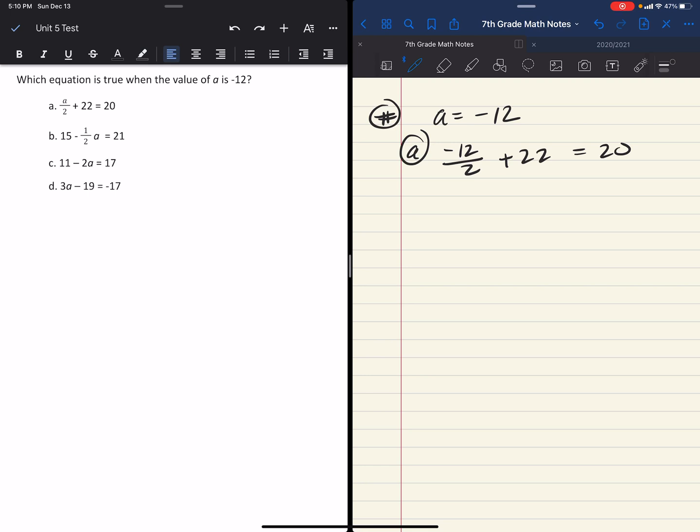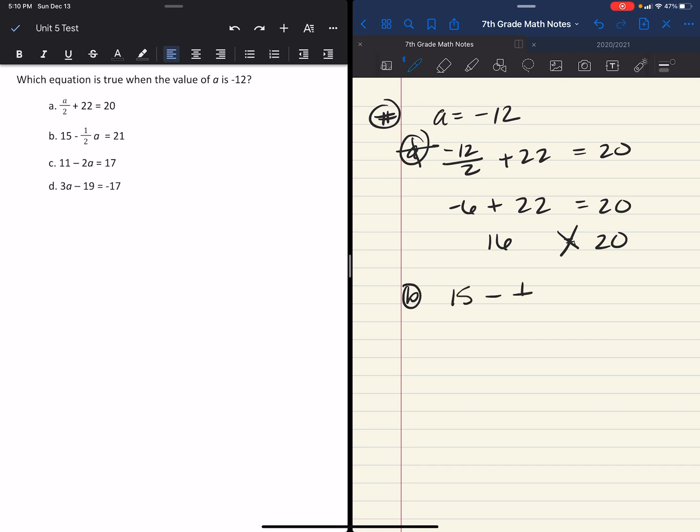So now I'm using order of operations. Negative 12 divided by 2 is negative 6. And now I'm doing negative 6 plus 22 to see if that equals 20. Well, negative 6 plus 22 is the same thing as saying 22 minus 6, which I know to be 16. And since 16 does not equal 20, A is not my answer choice. Moving on to B.